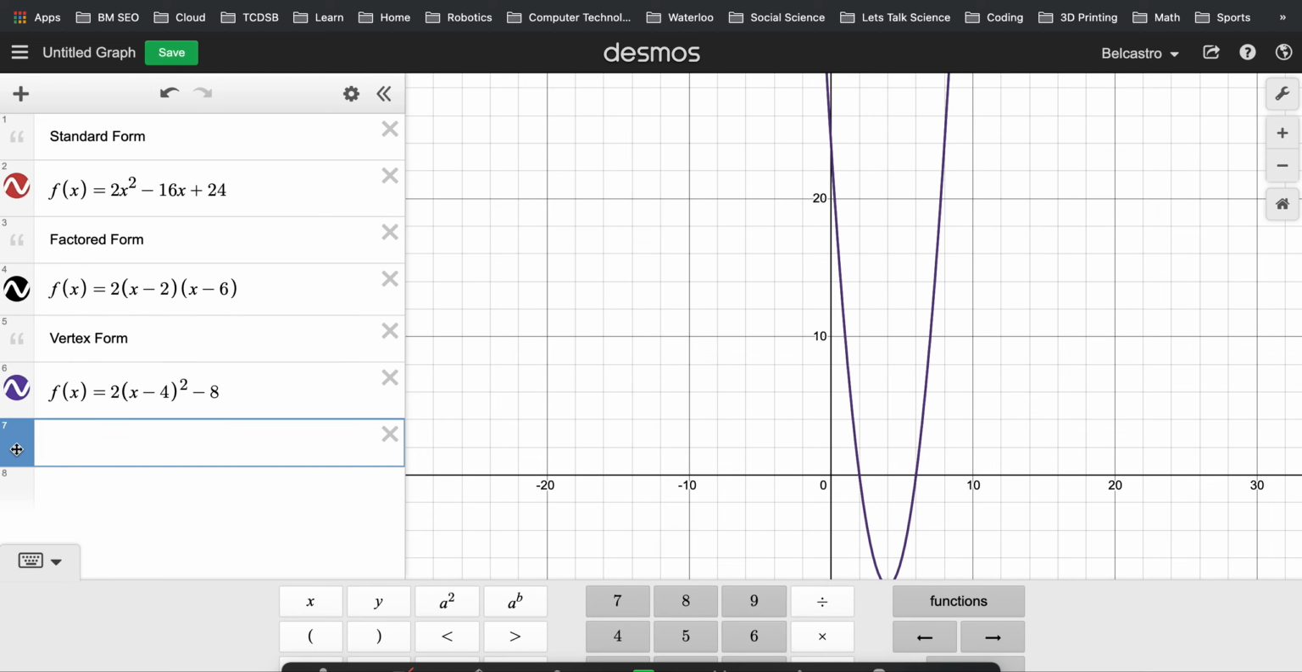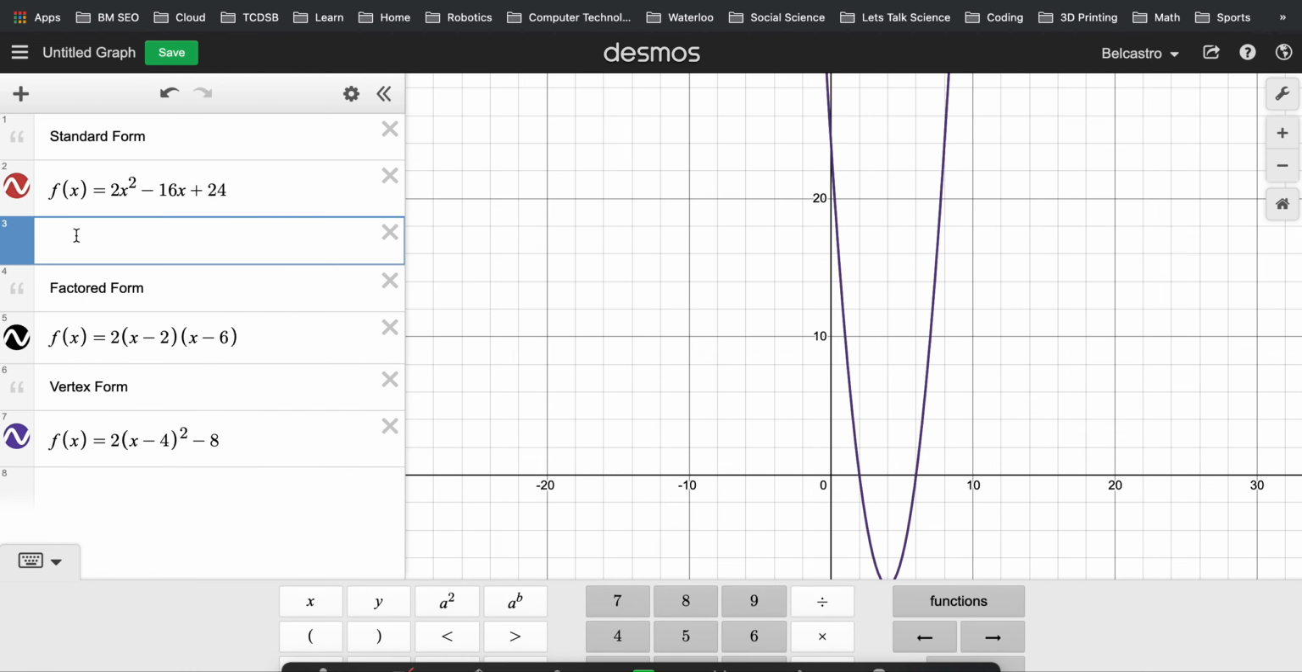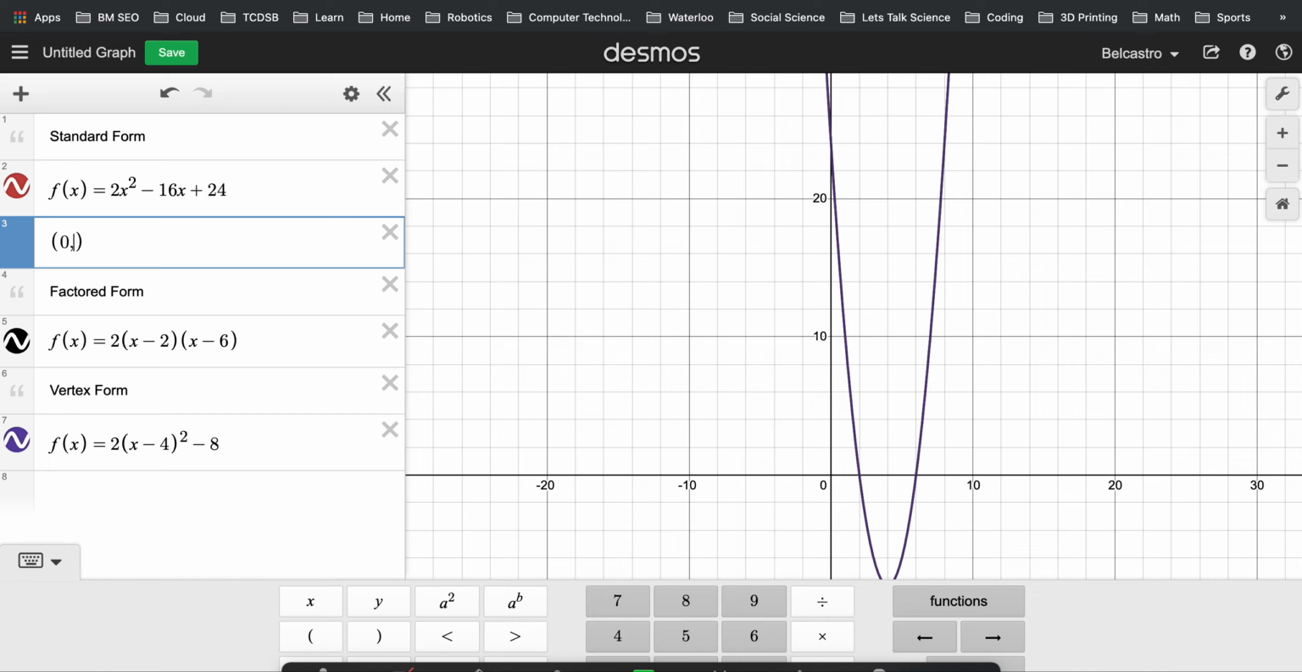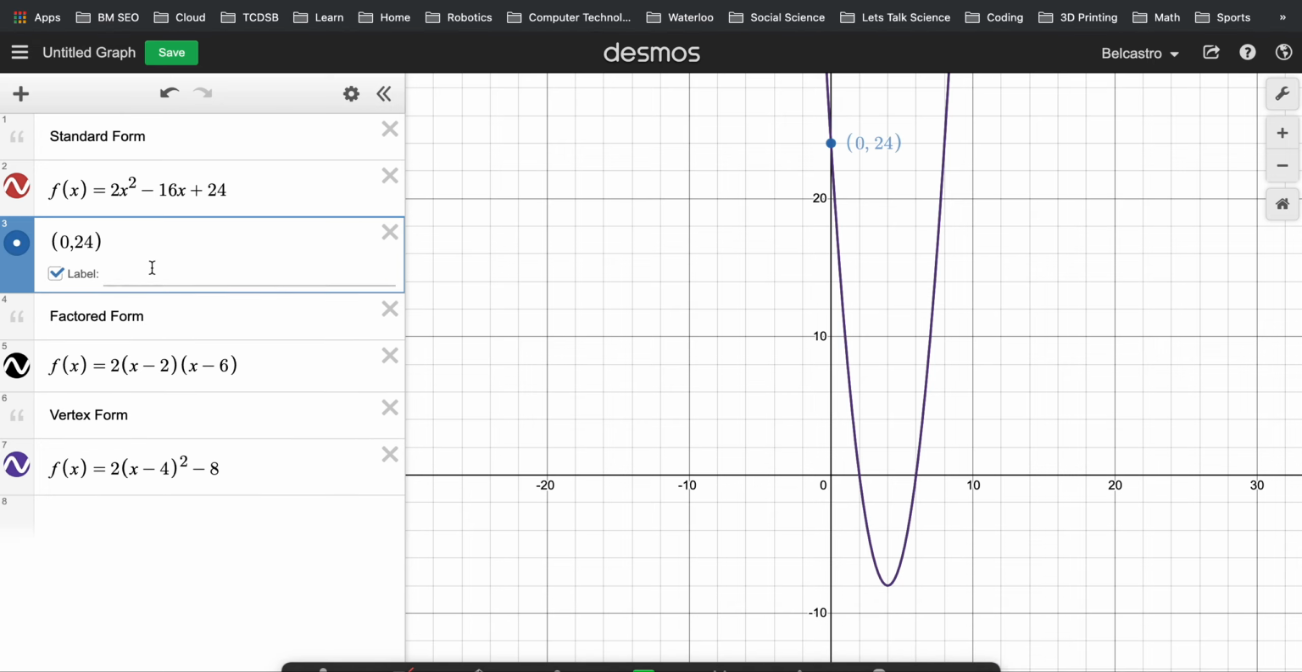We'll put an expression. I'm going to put it just before. We'll put the coordinate of 0, 24, label it as the y-intercept. There we go. Okay. So we have the y-intercept there. We know it's at 0 and 24. So that's all that standard form really gives us about a graphical representation.